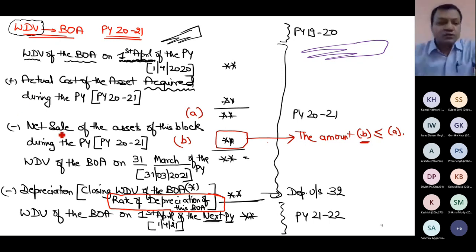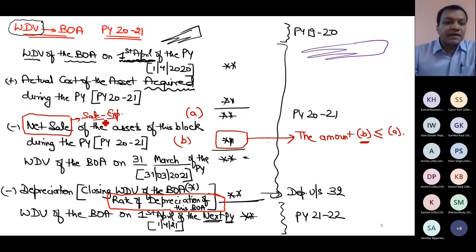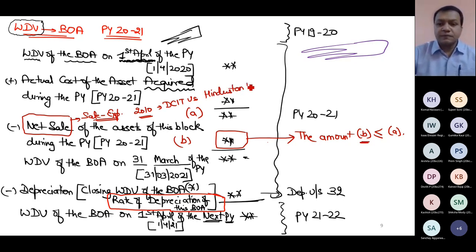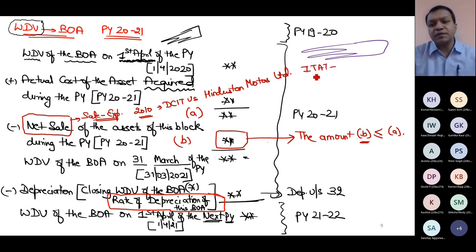And here also, I should take net sale. That means sale minus expense. Sale minus expense on sale. And this I'm taking on the basis of Calcutta IT ruling. So it is based on the 2010 case, the 2010 case of DCIT versus Hindustan Motors Limited, of ITAT Calcutta bench.